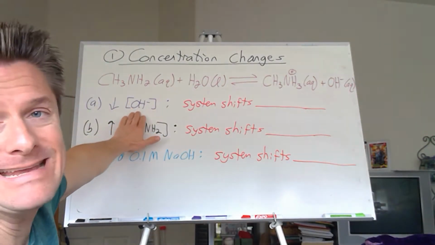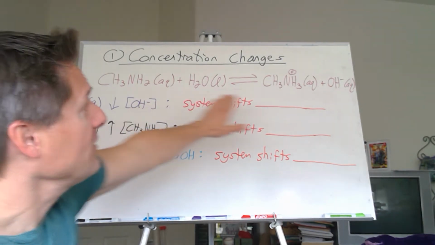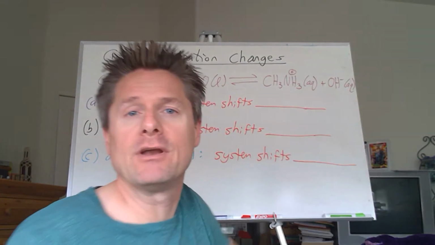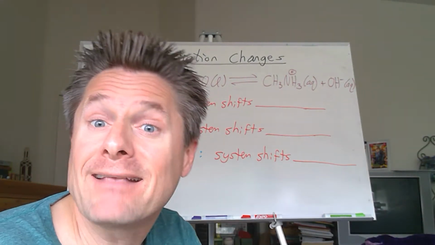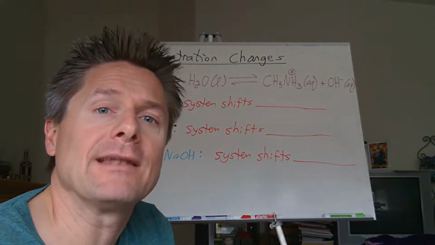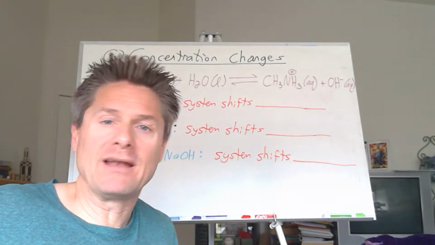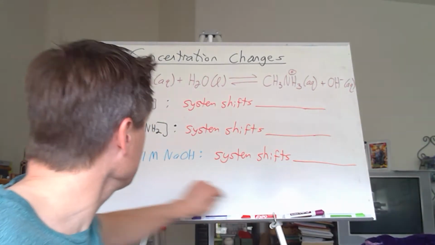So let's say we decrease, however it's done, the concentration of the hydroxide ion over here. Right? We could do that by taking it out directly. We could do that by adding maybe an acid to it. Maybe we could add a strong acid like hydrochloric acid that would decrease the OH minus. However that happens, it doesn't matter.